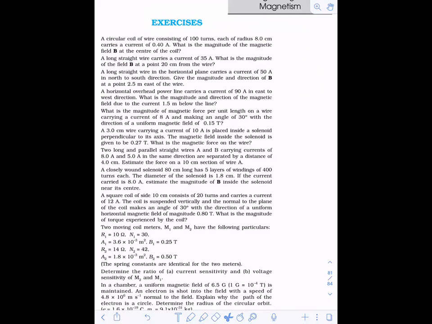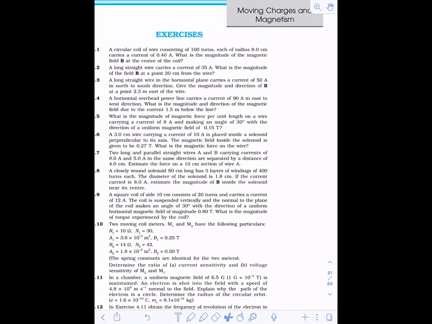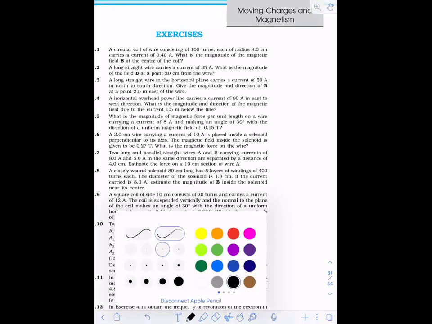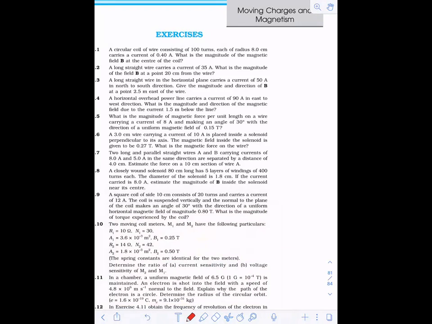Question number 5. What is the magnitude of magnetic force per unit length on a wire carrying a current of 8 ampere and making an angle of 30 degree with the direction of a uniform magnetic field of 0.15 Tesla?